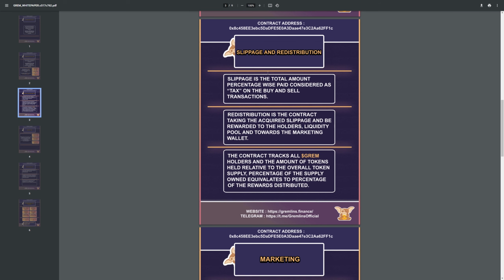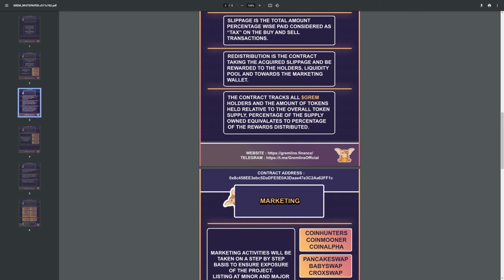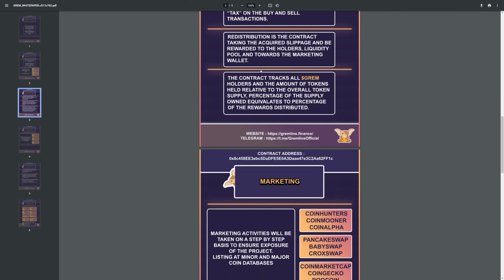So then it just breaks down for those who don't know what slippage, redistribution, everything means. So slippage is the total amount percentage wise paid, considered as tax on the buy and sell transactions. And then the redistribution is the contract taking the acquired slippage and rewarding it to the holders, liquidity pool, and towards the marketing wallet. The contract tracks all Grim holders and the amount of tokens held relative to the overall token supply. Percentage of the supply owned equivalates to percentage of the rewards distributed.